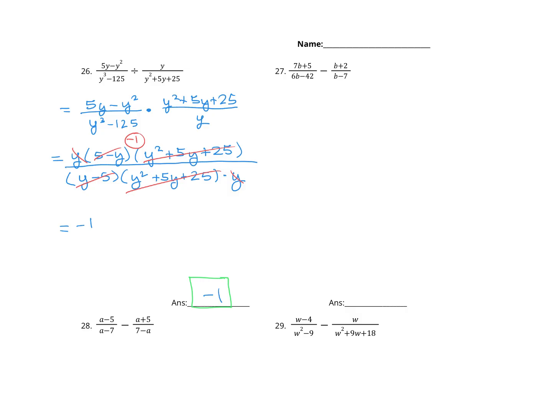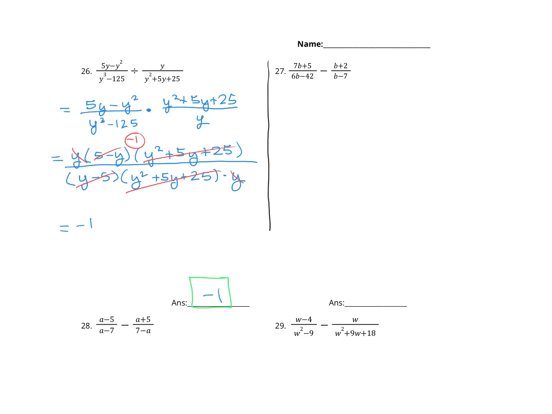That simplifies down to just a negative 1. We're now going to move on to subtraction. And subtraction is very different from multiplication and division. We have to have a common denominator to add or subtract fractions. And to build those, we often have to factor down our denominators and build an LCD.